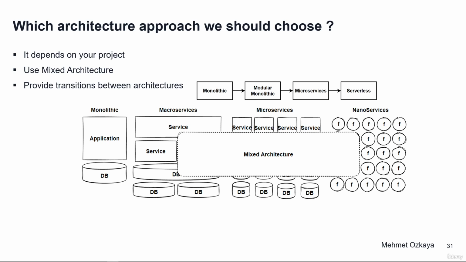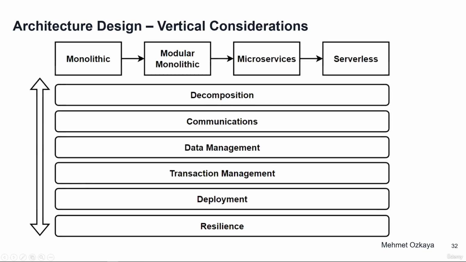You can also set up your architecture in a transitional way, as you can see here, and use a mixed architecture together. That means you can make microservices, make some parts macroservices, and take some parts as serverless nanoservice functions. Also, we will discuss vertical considerations of our architecture, and we will discuss microservices in all aspects.